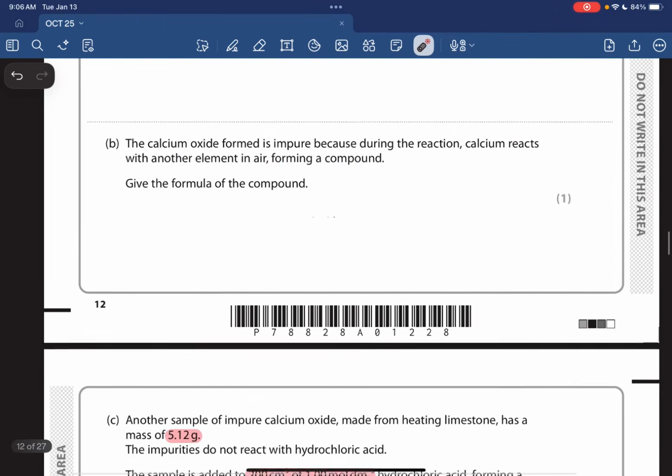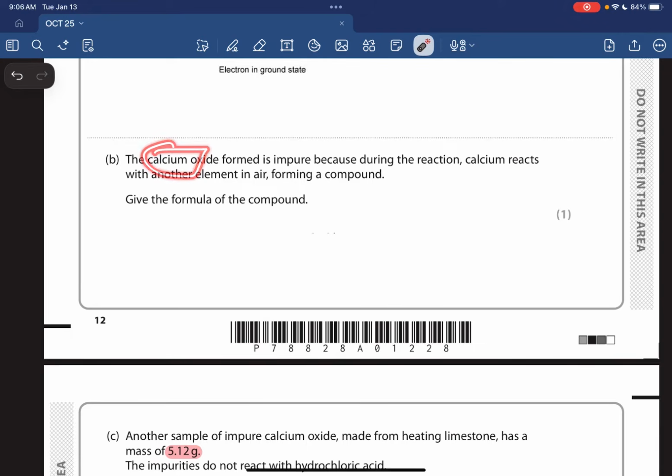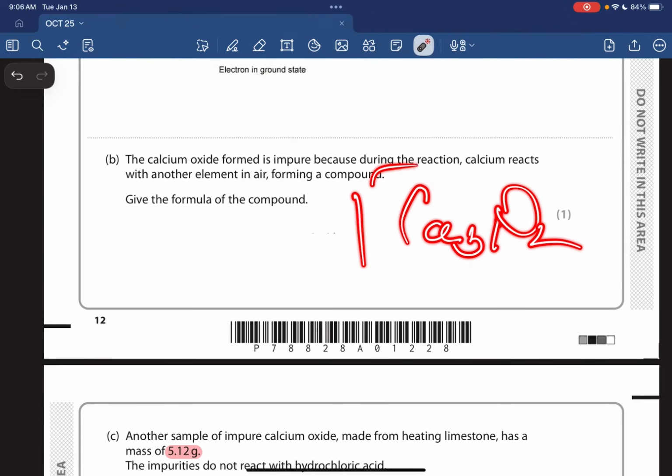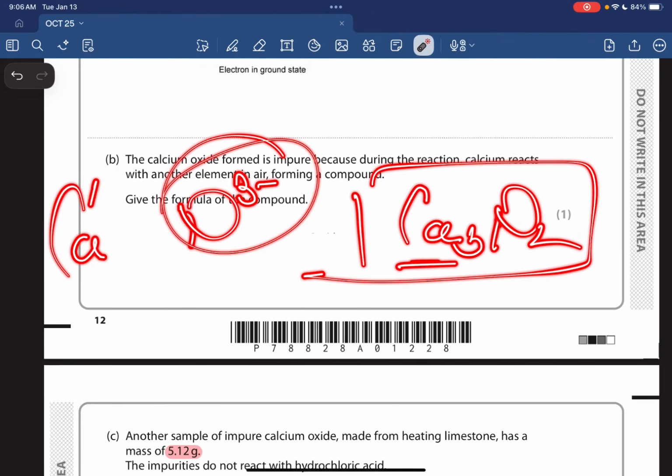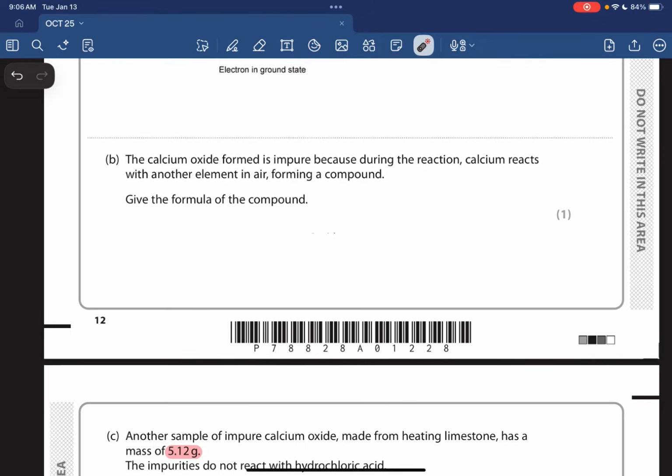Moving on. The calcium oxide formed is impure because during the reaction, calcium reacts with another element in the air. So in the air, you have nitrogen, right? So it is going to lead to the formation of Ca3N2, right? Nitrogen has a charge of -3 and calcium has a charge of +2, and as a result, it leads to the formation of this. Okay, so our answer over here should be this. Moving on.